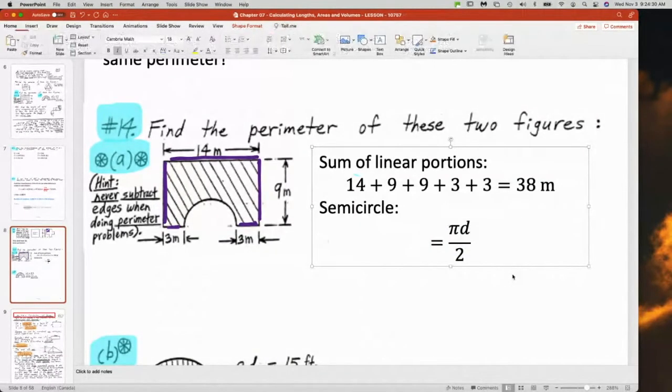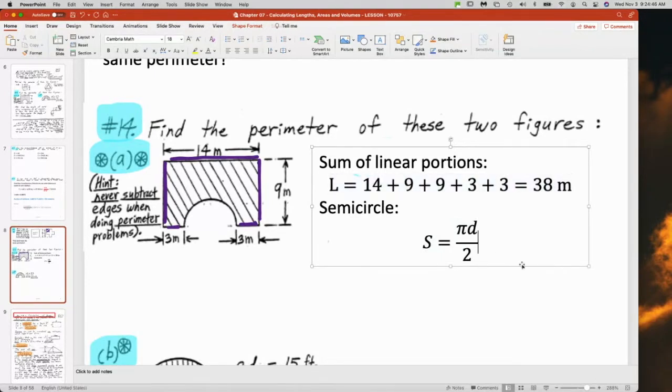So in this case, we're not going to use the letter C because it's not a circumference. I'm just going to say that's equal to S for the semicircle. You don't have to give it a name at all. Like these linear portions, you can call it L for linear. These letters that I'm using, these variables are arbitrary. They're just helping me communicate, hopefully, better. In any case, what the heck is the diameter of this semicircle?